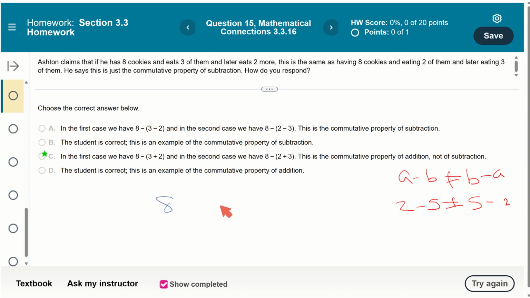So to better depict what's going on with Ashton, he starts with 8, then takes away the 3 and the 2 in this manner, in the first scenario, right? So it's 3 and then 2, so then you're going to take that group away from 8. In the second scenario, he starts with the 8 cookies and then first eats 2 and then eats 3. And of course, this is true, but it is not the commutative property of subtraction that is being used. It's the commutative property of addition that is being utilized. That's how you would correct Ashton.